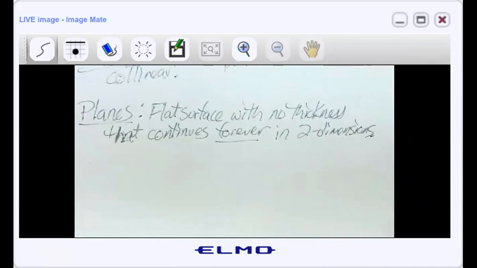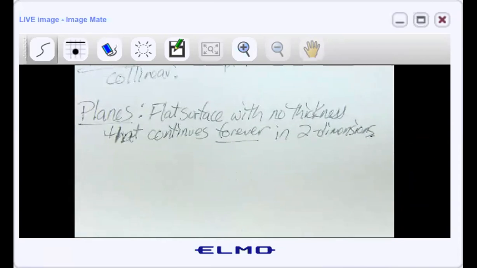So we started with the point. Points have no dimensions. They're just a spot. Then you have a line. That's 1 dimension going side to side forever and ever. Now we're going to expand that 1 more dimension. Planes now not only go side to side, but they go up and down.